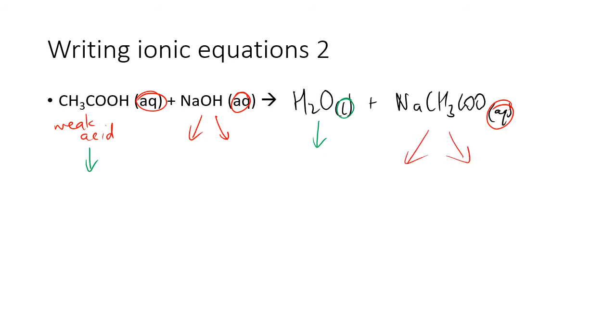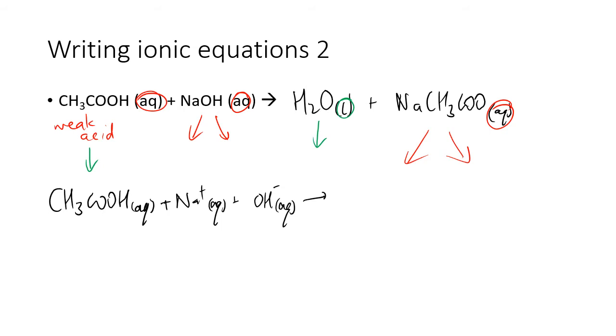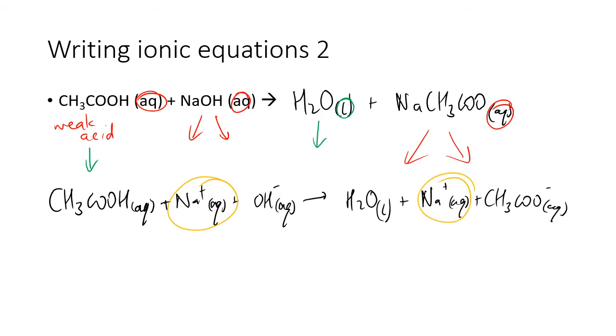Okay, so now let's have a look at what you end up with. You end up with CH3COOH plus Na plus AQ plus OH minus AQ goes to water, liquid, plus Na plus AQ and CH3COO minus AQ. Is there anything that's on both sides? Yes, there is. It's the Na plus here. So we have to get rid of that and get rid of that.